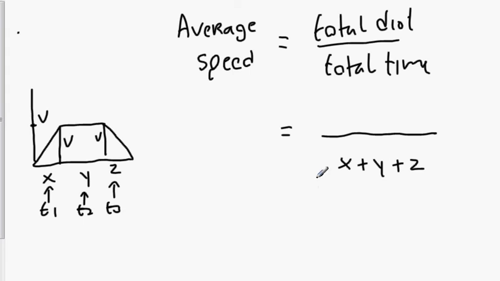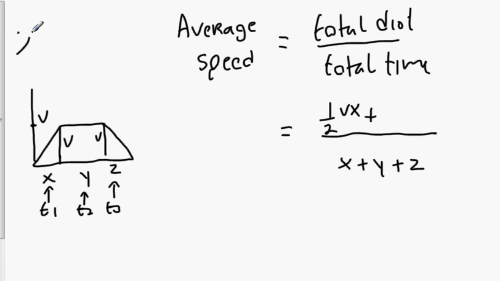Okay, so x plus y plus z. The next thing we're going to do is get the first triangle, okay? The triangle is going to be a half base by height, which is going to be a half Vx, yeah? The next one's going to be, what's the area of the rectangle?